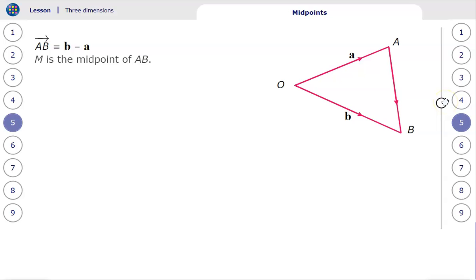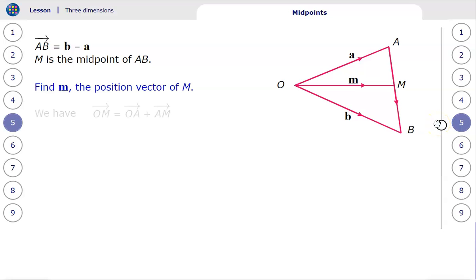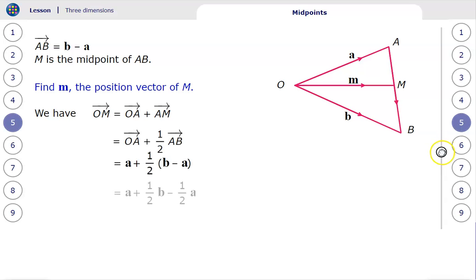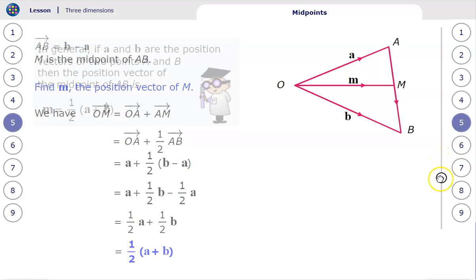Now, M is the midpoint of the line AB. And I want to find the position vector of the point M. Now, OM, this position vector over here, is simply going to be OA plus AM. And AM is a half of AB. So if I know my position vector for OA and my displacement vector for AB, I can plug those in. I come up with this formula over here. And there I get the midpoint of the line AB.